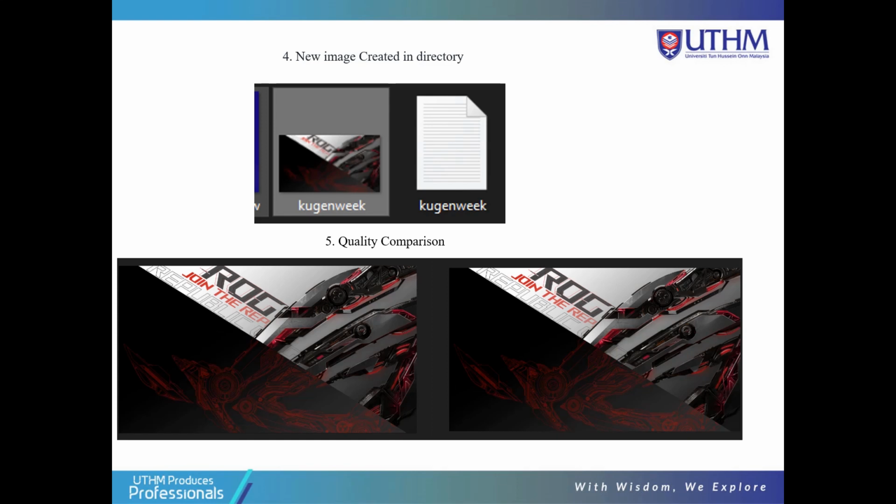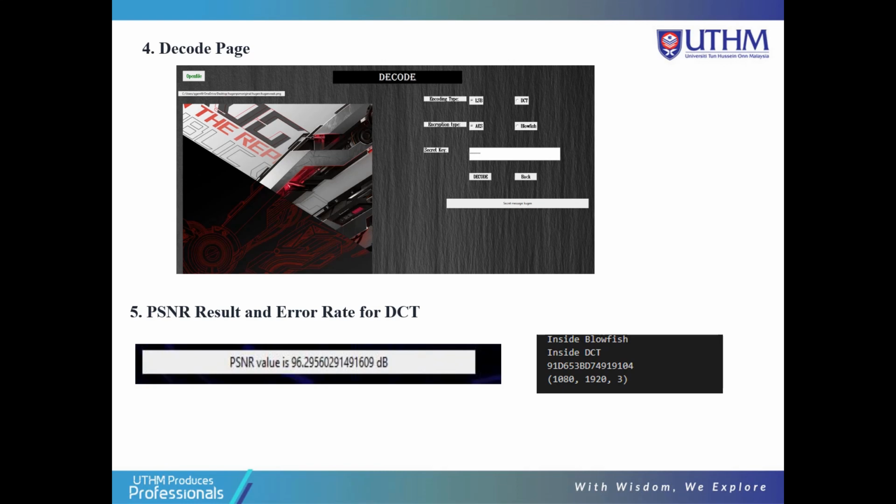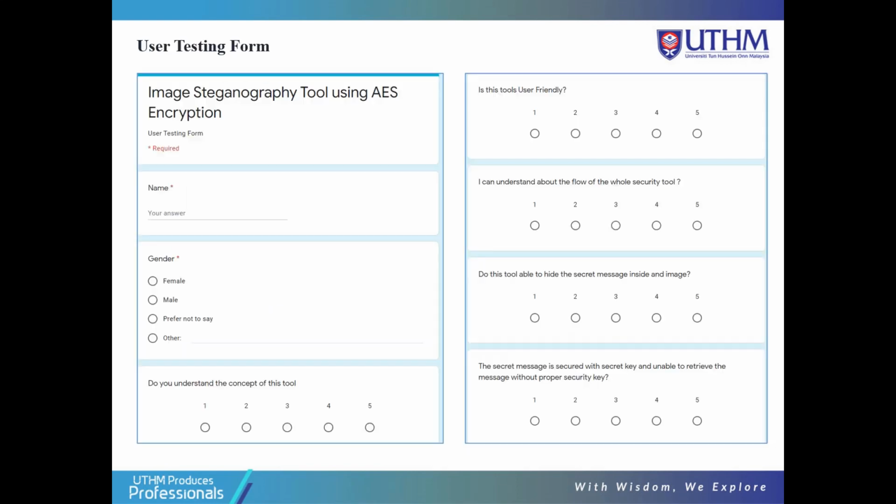The quality comparison. The quality of the LSB won't be much different. There will be a slight difference only. For the decoding part, the user selects the encoded image and chooses the encoding type, encryption type, and a secret key to view the secret message. The PSNR result and error rate of DCT is shown here.